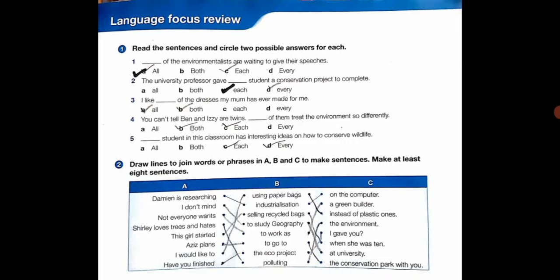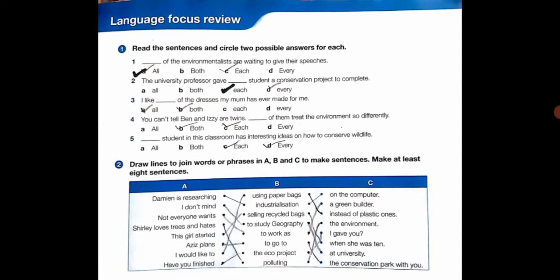First, dash of the environmentalists are waiting to give their speech. All, each. These two options are correct for the first statement. Second, the university professor gave dash student a conservation project to complete. Each, every. These two options are correct. Third, I like dash of the dresses my mom has ever made for me. All, both. These two options are correct.